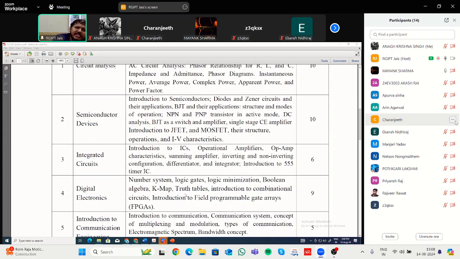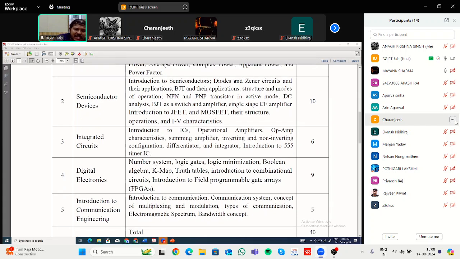Then the digital electronics part. Again, a separate subject, where we learn basics like number system, logic gates, logic minimization, Boolean algebra, K-map, truth tables, all these things, combinational circuits, and FPGA. This will be very important throughout your B.Tech course, so please focus on this. And lastly, we have done circuit analysis in the first unit, then we learned about different semiconductor devices that you can use in circuits, different kinds of circuits, integrated circuits, ICs, and digital electronics.